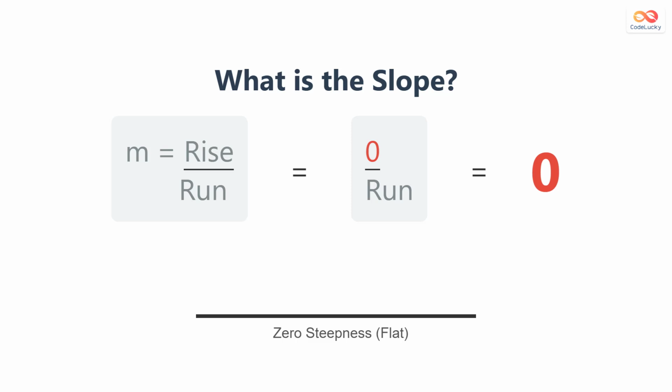What about the slope? Remember that slope is rise over run. Since a horizontal line is perfectly flat, it has 0 rise. 0 divided by any run is still 0. Therefore, the slope of any horizontal line is always 0.